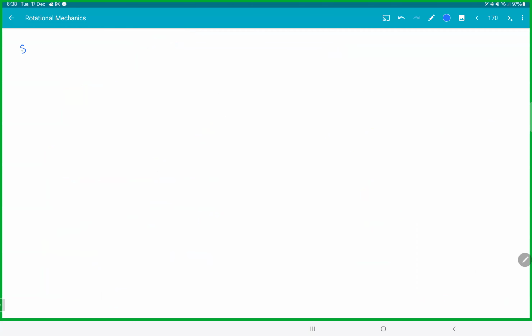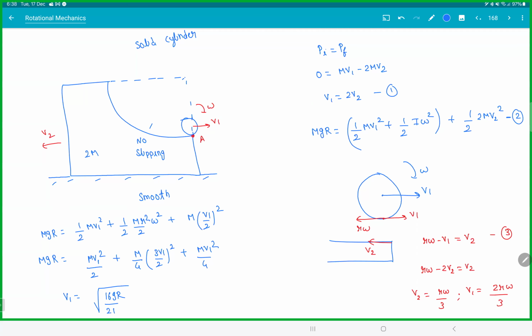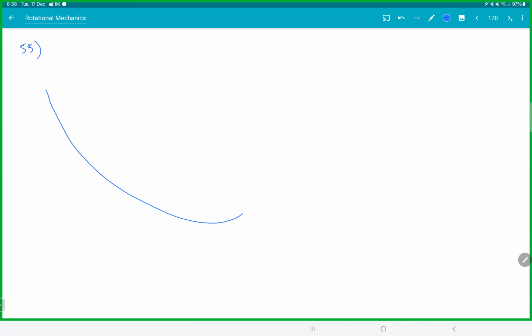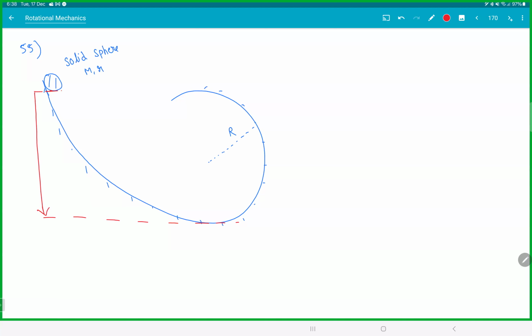Next one would be another advanced paragraph question. Again, you have seen this in work power energy. We have a solid sphere, mass m, radius r. We got a circular track here, capital R. From the bottom of this till here, this height is h. This is the horizontal position here.